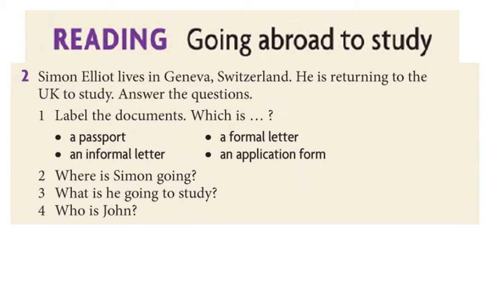Now let's go to 2. Question 2 is, where is Simon going? From the information we have read in the four documents, we understood that Simon is going to London. What is he going to study? He is going to study biochemistry. He is going to study a master's degree in applied biochemistry. Who is John? From the informal email, we understood that John is Simon's friend.